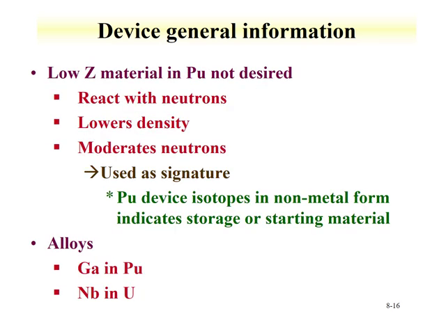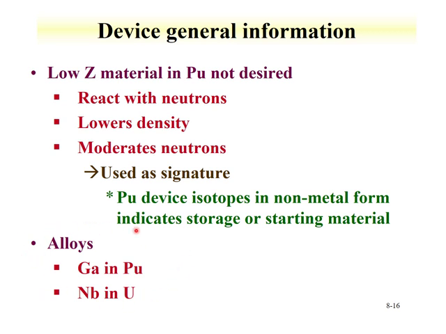Some other signatures that you would see with plutonium material: you would not want low Z material in the plutonium. These react with neutrons. It lowers the overall density and it moderates the neutrons. So plutonium device isotopics in non-metal form indicate storage or starting material. The metal is the final form that's desired in the device, and often the material would be alloys. So these are other signatures.